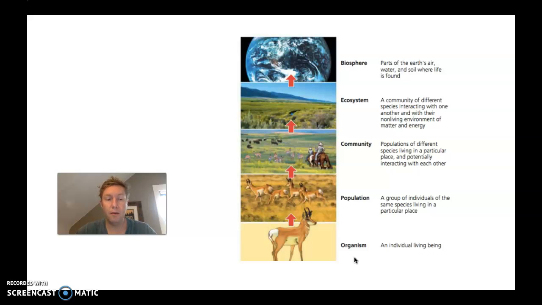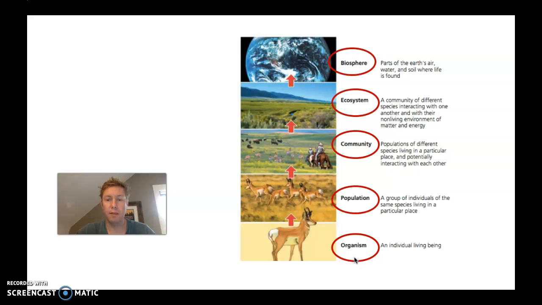And then an ecosystem is not only all the living things in that area, but the non-living things as well, the rocks, the water, the air. And then overall, the biosphere is the parts of the earth where life is living, bio meaning life. So that's how we organize the natural world around us.